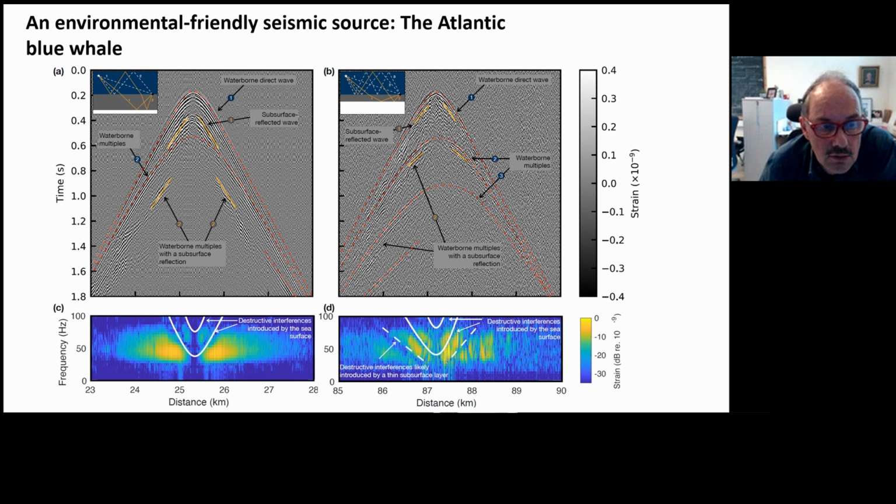This is approximately 100 meters below the seabed. And you notice that when we go out to 87 kilometers, this first reflection is getting closer. So it tells us that this layer is thinner here than at 25 kilometers. In this way, we can start to use the blue whale as an active source.